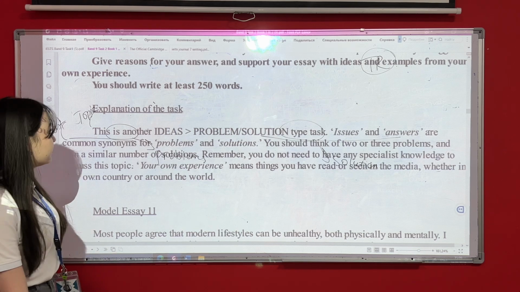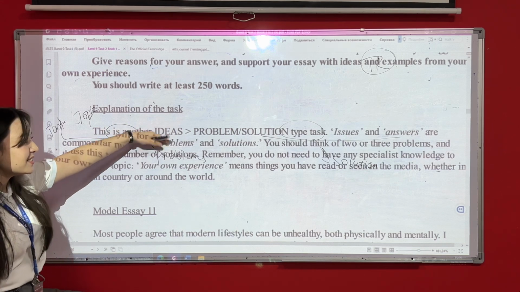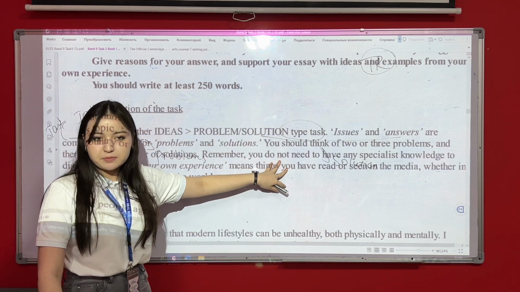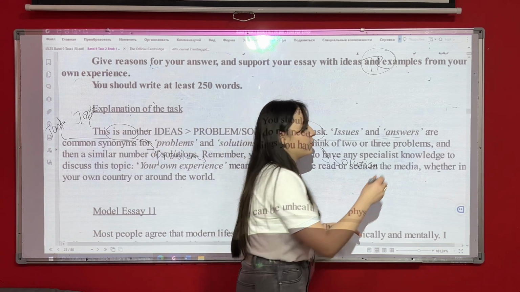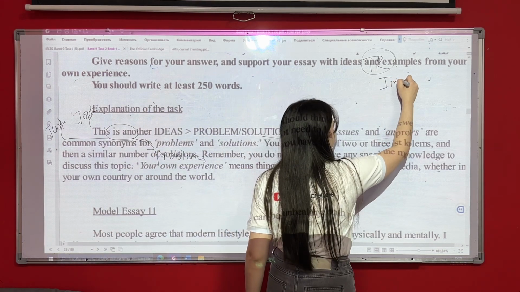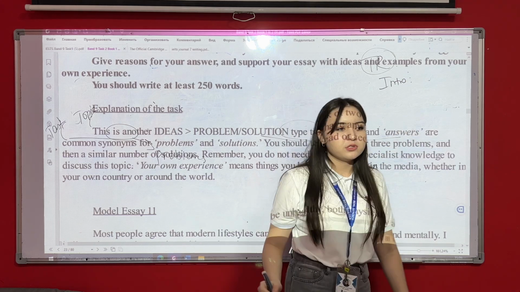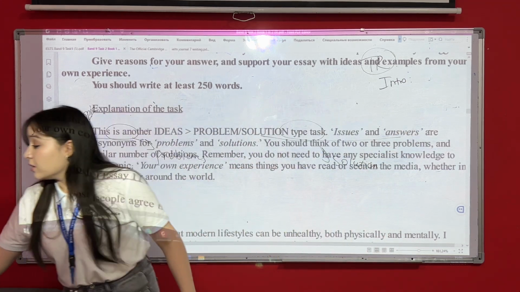Explanation of the task. Here it is. This is another ideas and problem solution type of essay, right? So it means that you're going to have 4 paragraphs. First of all, it is the introduction. What should you include in the introduction? Can you please tell me? Paraphrase the topic. Yes, very good.